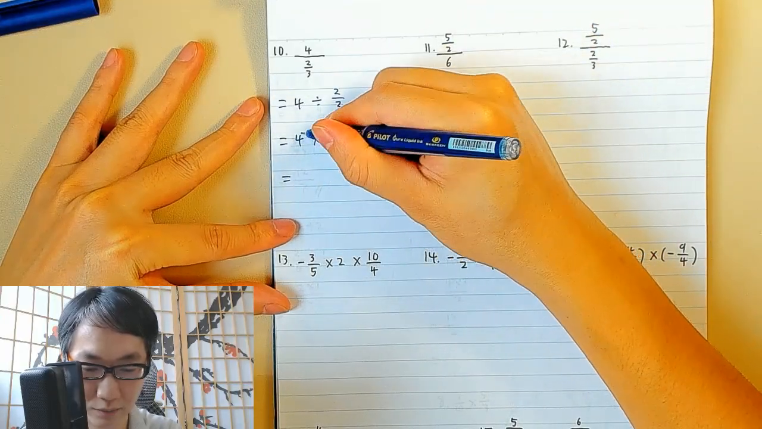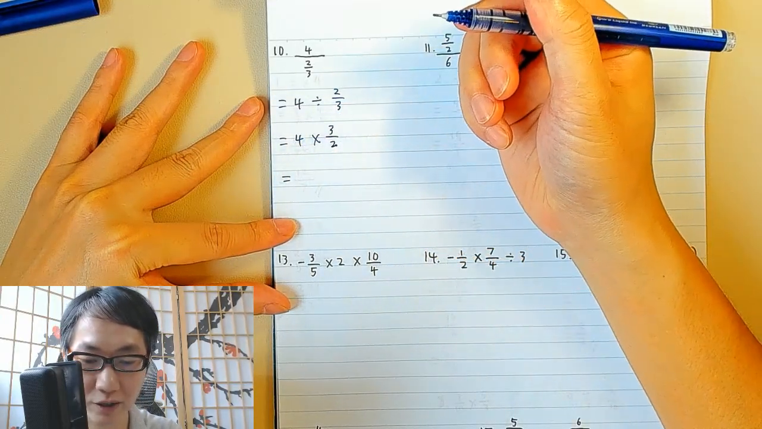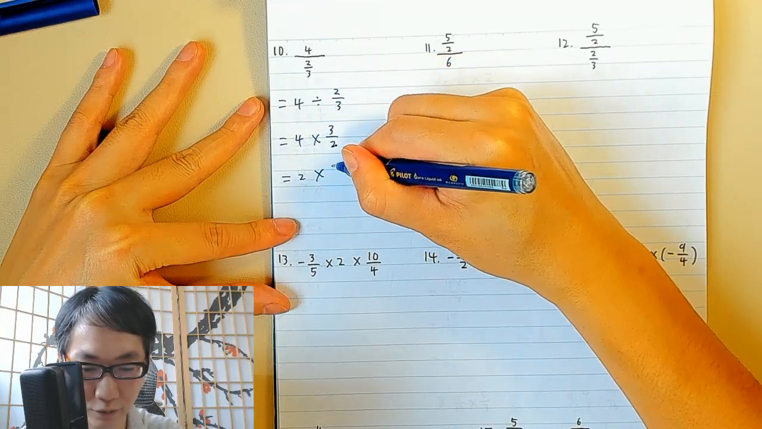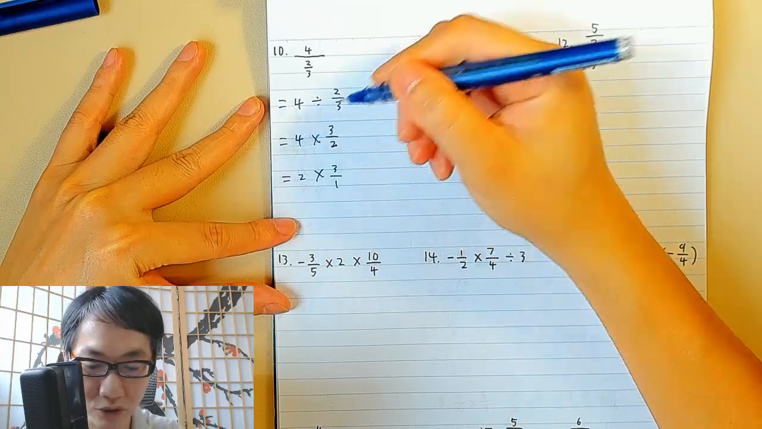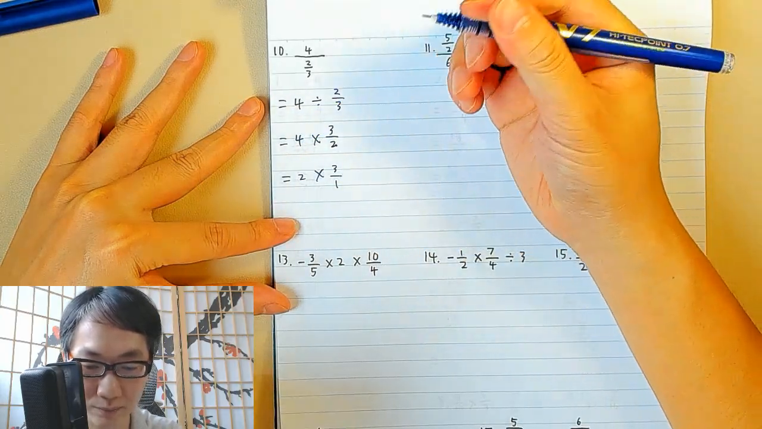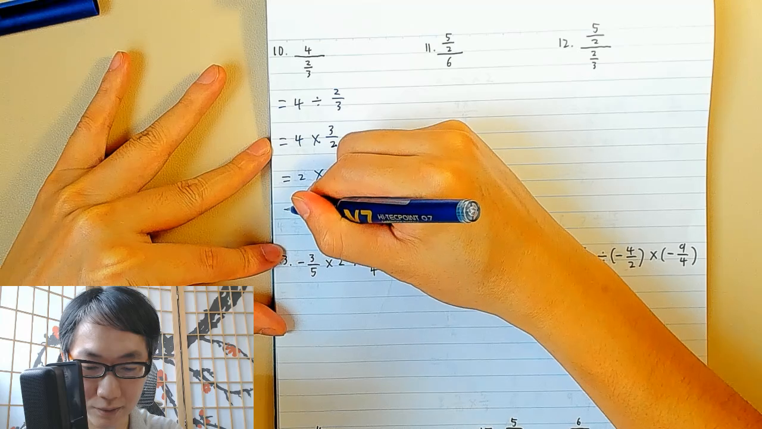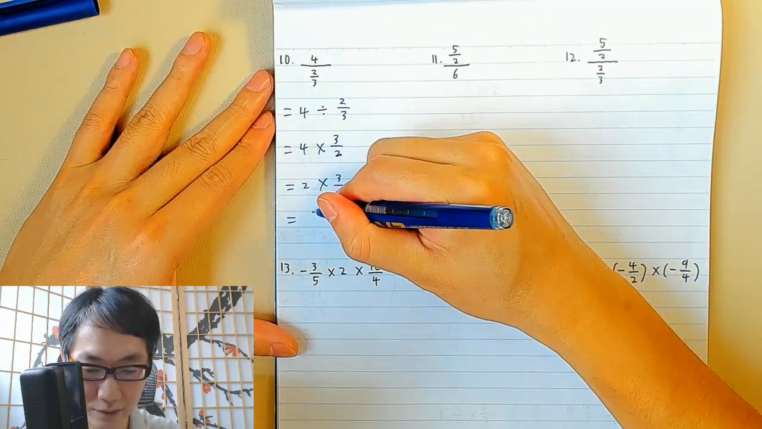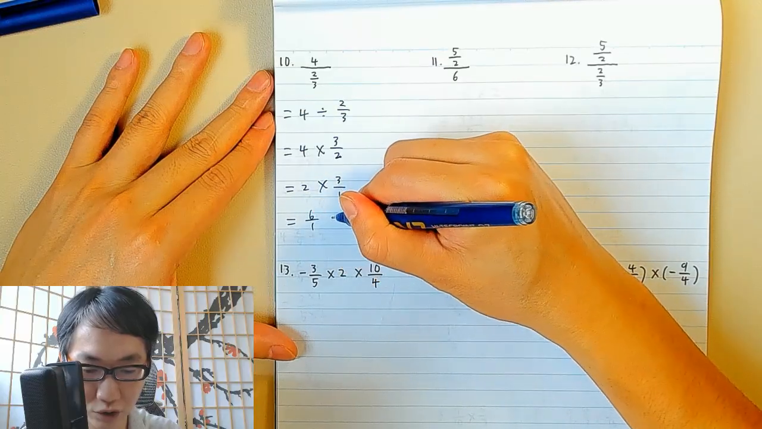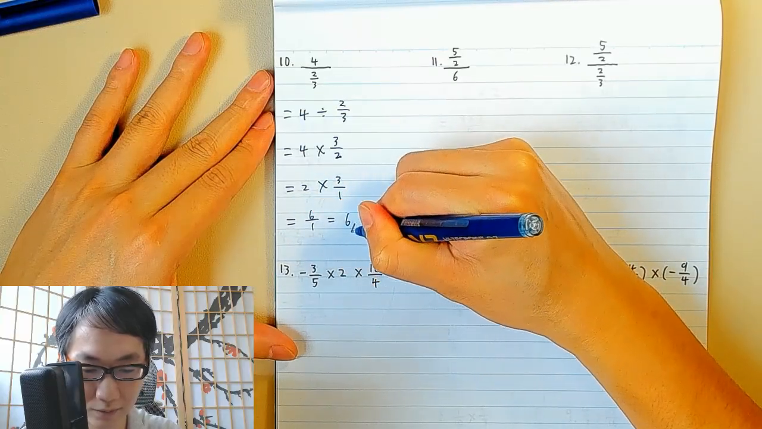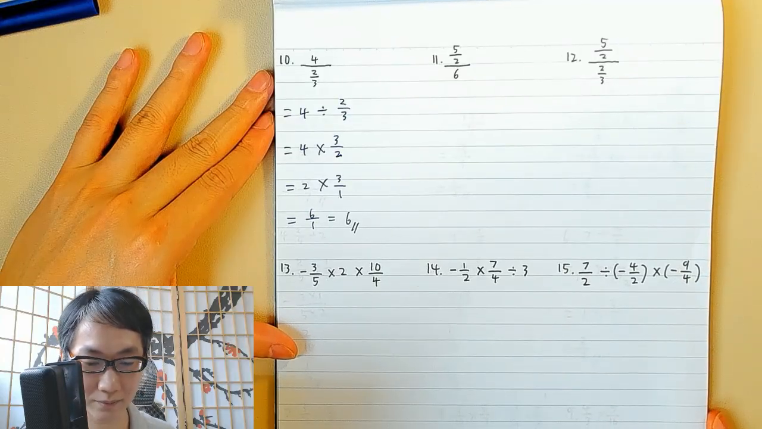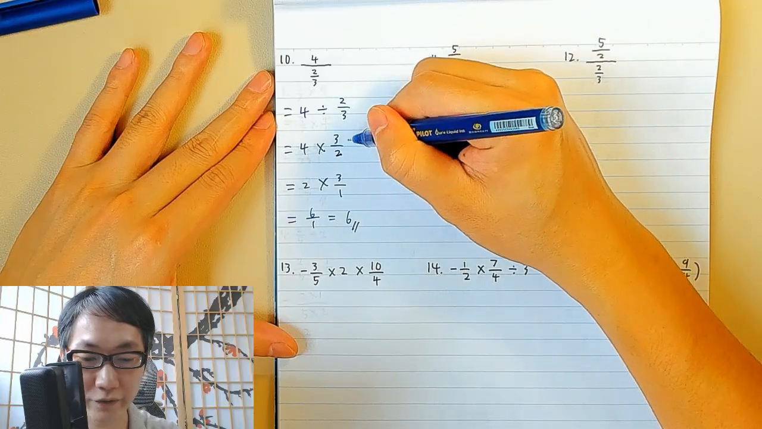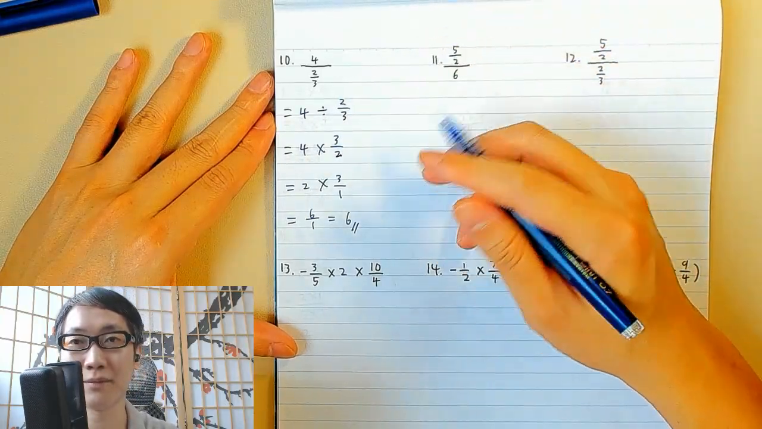So we have then 4 and 2, we can simplify already. So this is 2 times 3 over 1, because 4 divided by 2 is 2, 2 divided by 2 is 1. So we have 2 times 3. So we have 6 over 1, which is 6. Or we can do it like 4 times 3 is 12. 12 over 2 is 6. Same result.